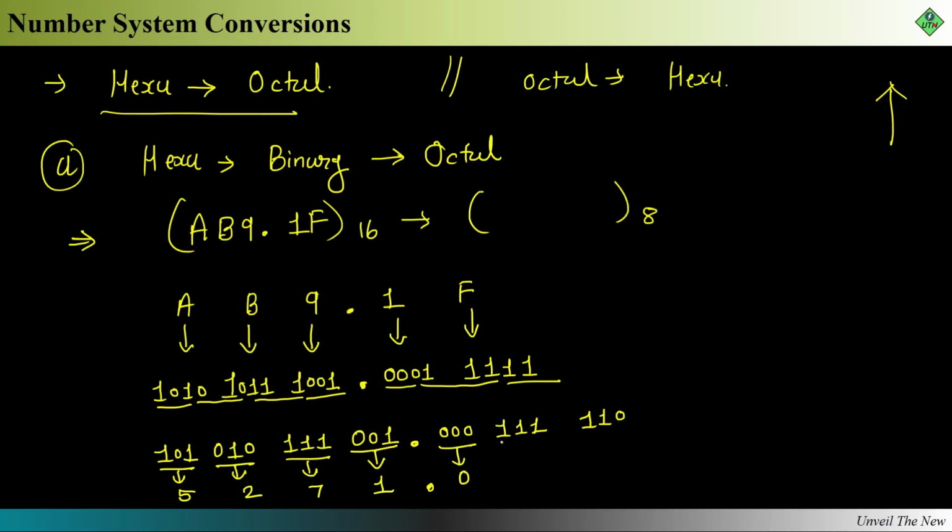000 is 0, 111 is 7, 110 is 6. So basically the answer of AB9.1F is 5271.076. So this is how you need to do the hexadecimal to octal. Now we'll take the conversion from octal to hexadecimal.